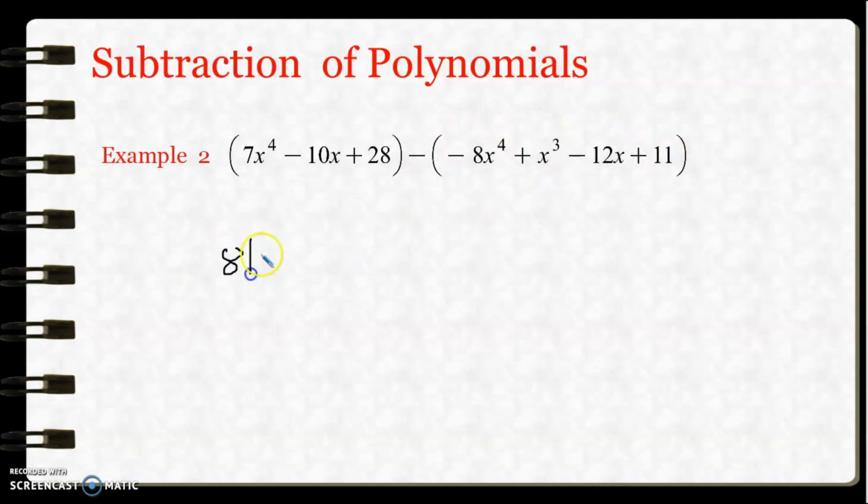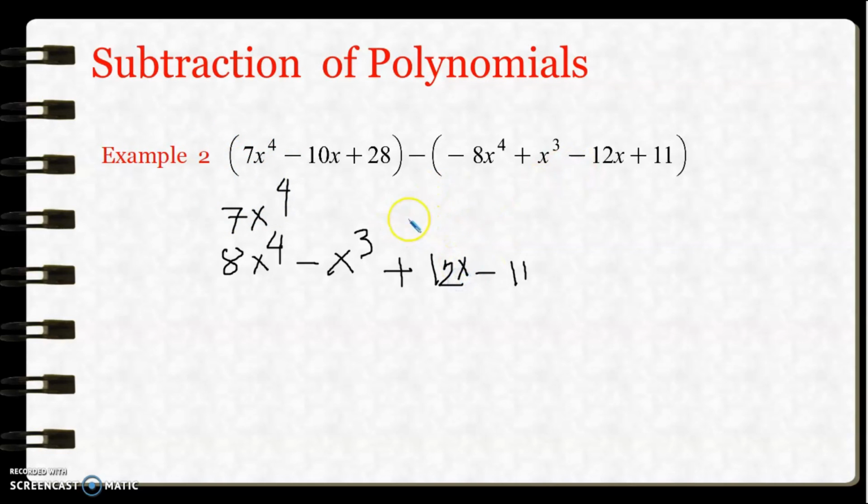We have 8x to the fourth, minus x cubed plus 12x minus 11. So, walang term na may squared yung x, no? So, next, 7x to the fourth, rewrite lang natin. Minus 10x, here I missed the x. Minus 10x plus 28. Okay, so walang term similar kay negative x cubed.